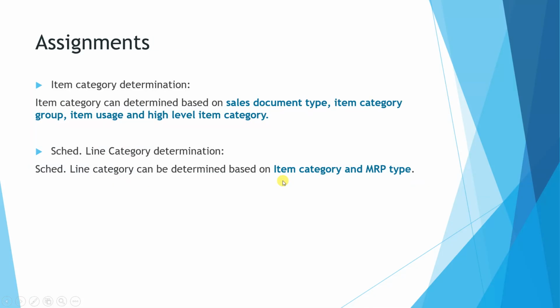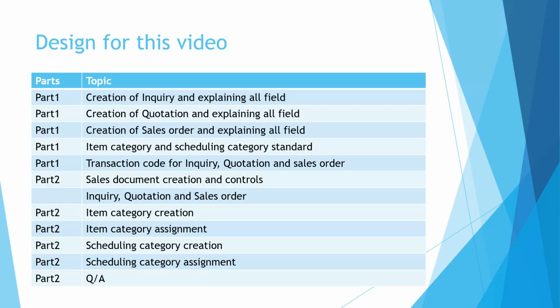Okay, now these are very important questions which are frequently asked by interviewers. Item category determination: how is the item category determined? The item category can be determined based on the sales document type, item category group, item usage, and higher level item category. Schedule line category determination: the schedule line category can be determined based on the item category and MRP type in the material master data. So as of now I have completed all this.